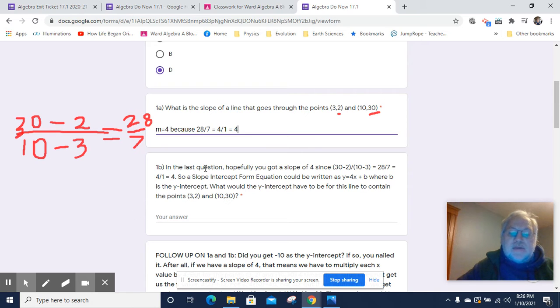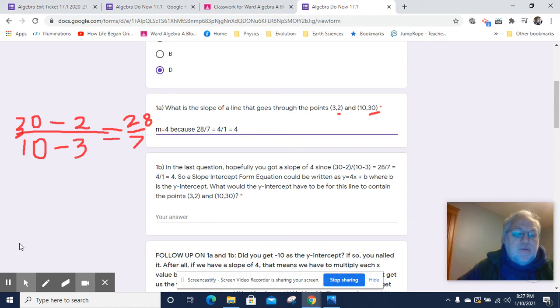Okay, so now in the last question, hopefully you got a slope of 4, since 30 minus 2 over 10 minus 3 equals 28 over 7 equals 4 over 1 equals 4. Now, since the slope-intercept form equation could be written as y equals 4x plus b, where b is the y-intercept, what would the y-intercept have to be for this line to contain these points, (3, 2) and (10, 30)?